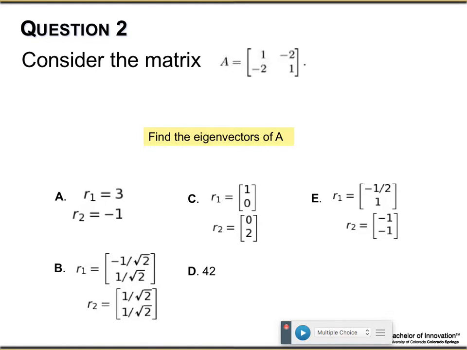Okay, so consider this matrix: 1, minus 2, minus 2, 1. Find the eigenvectors of A. You can work with a partner.